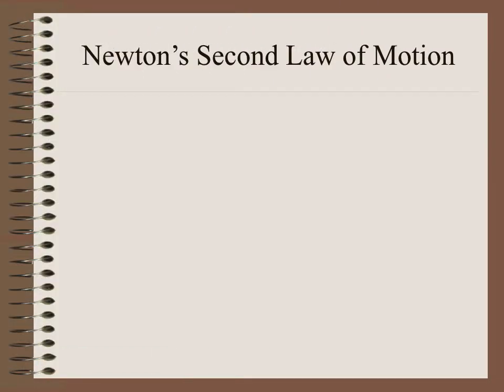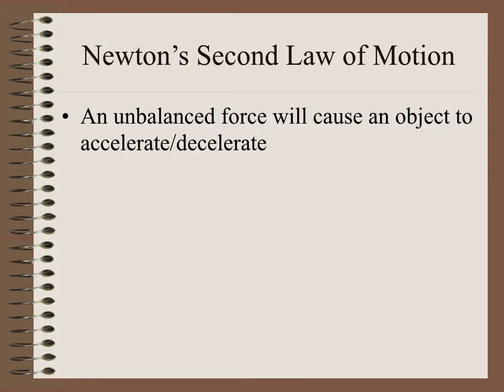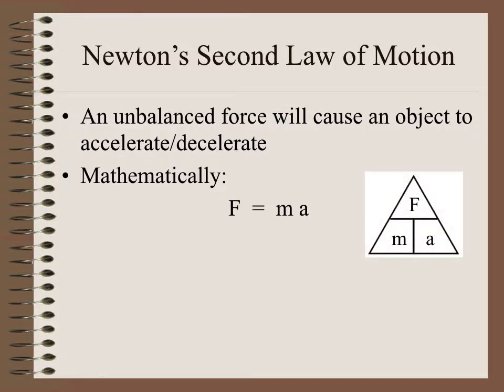Newton's second law says an unbalanced force will cause an object to accelerate or decelerate. And this can take on the form of an equation, F equals m times a. A very simple formula, but one that does get used a lot. Since there are three things in this formula, we could write it in the form of a triangle. I didn't put down what each of these stand for because you should be familiar with each of these already. F is force, m is mass, and a is acceleration.